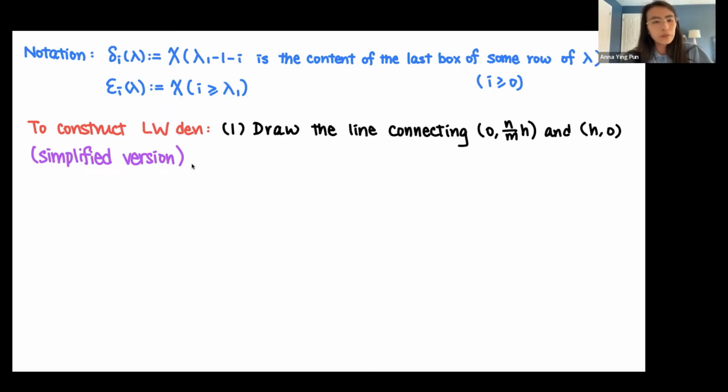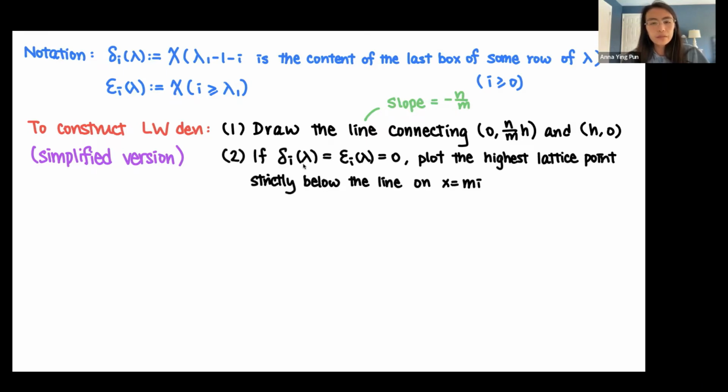So first of all, you draw the line connecting (0, nh/m) and (h, 0). I'm going to give you an example. This line has slope minus n over m.